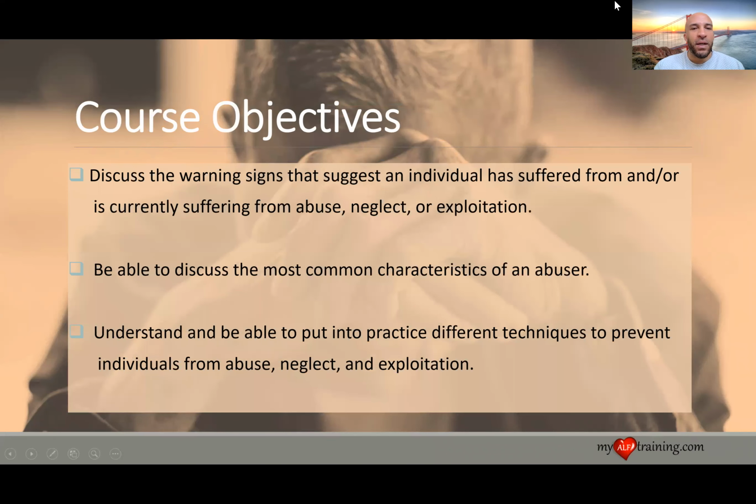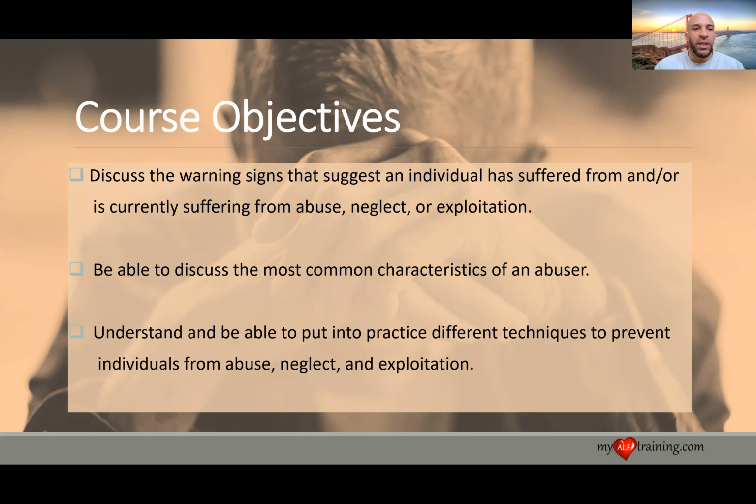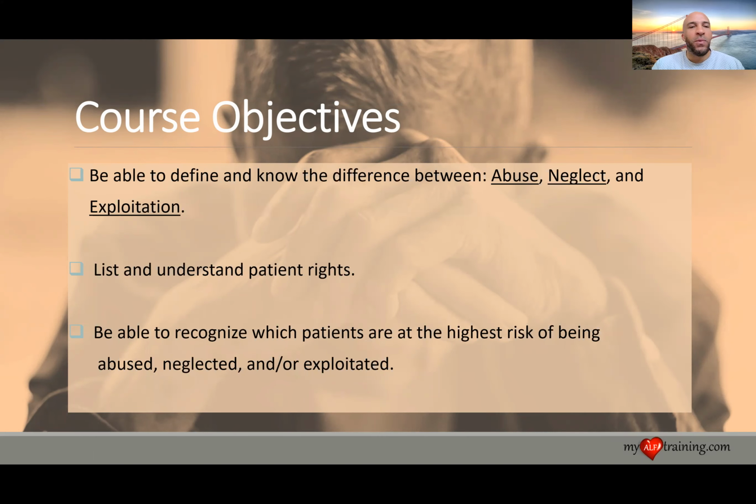So, today's objectives, we have about six objectives or things that I really want to accomplish, and I want you to leave here with an understanding of after going through today's course. The first of those objectives is by the end of this course, you will be able to define and know the difference between abuse, neglect, and exploitation.